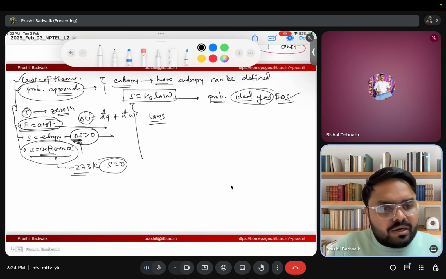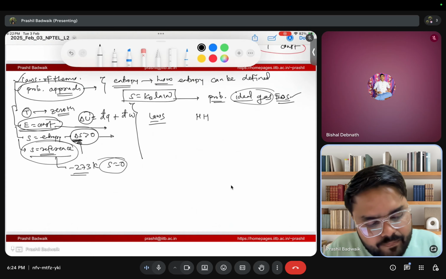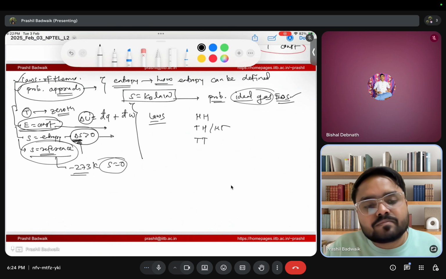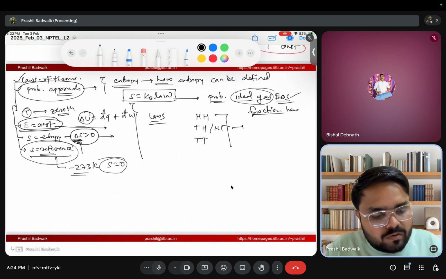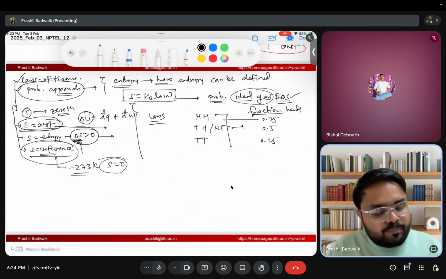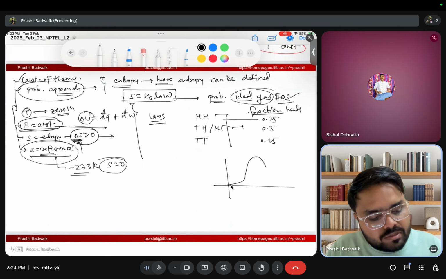And there we found that if I am tossing two coins, I may get head head, head tail, or tail tail. And we plotted fraction of heads versus probability, and we got to know that for this the probability is 0.25, for this it is 0.5, and for this again 0.25. So the distribution looked like this.